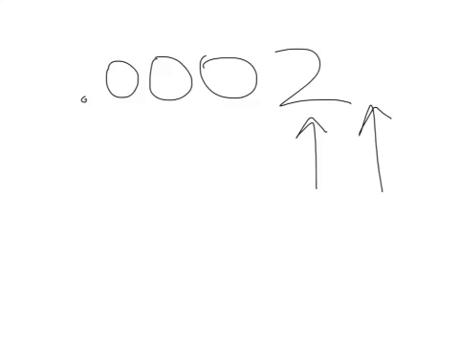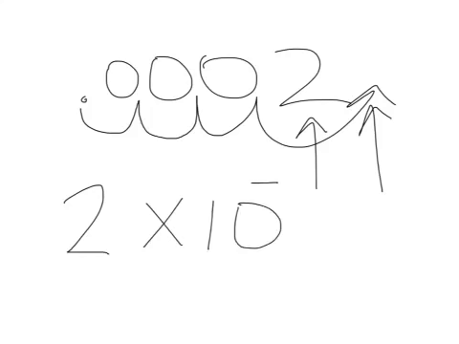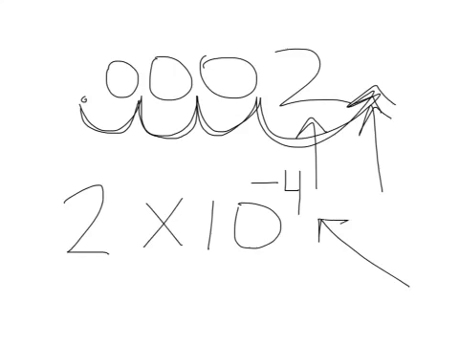Then we have to see how many times we move that decimal over. 1 place, 2 places, 3 places, 4 places. So we have 2 times 10 to the negative, again that's 1, 2, 3, 4 places. 2 times 10 to the negative 4. If you notice, our exponent now has a negative sign indicating a small number. When you move the decimal place to the right, your exponent gets a negative sign.